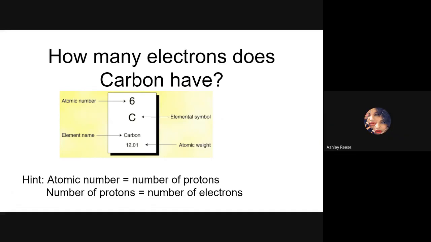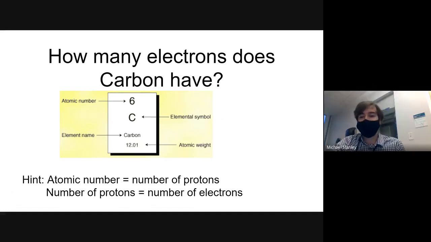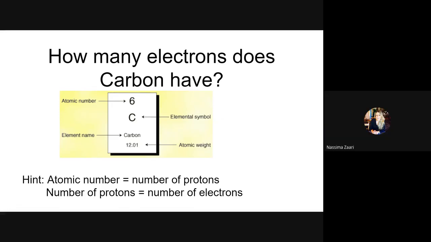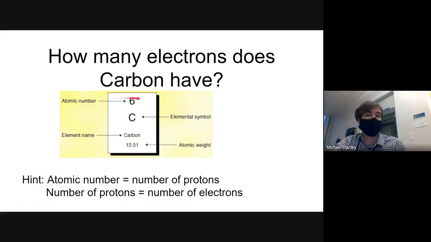6. 6. Exactly. And Nassima, how did you know that there are 6 protons? Because the atomic number is the same as the protons numbers. Atomic number is 6, which means that we have to have 6 protons. What about electrons? How many electrons are in carbon? 6. Ashley, you are correct. There are 6 electrons in carbon.